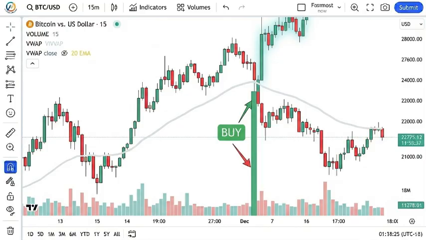This strategy works because VWAP is fair value. The market always returns to fair value. It may take 5 minutes. It may take 30. But it always returns.